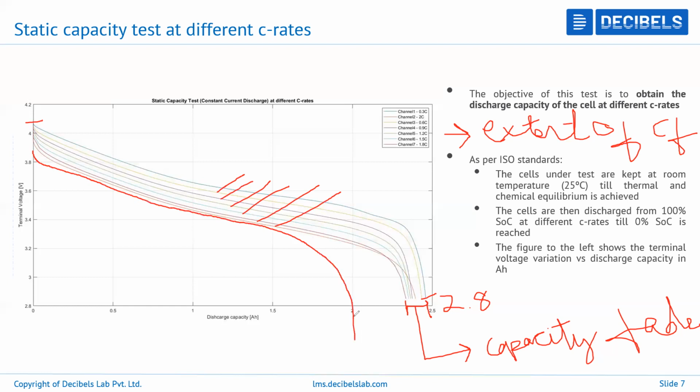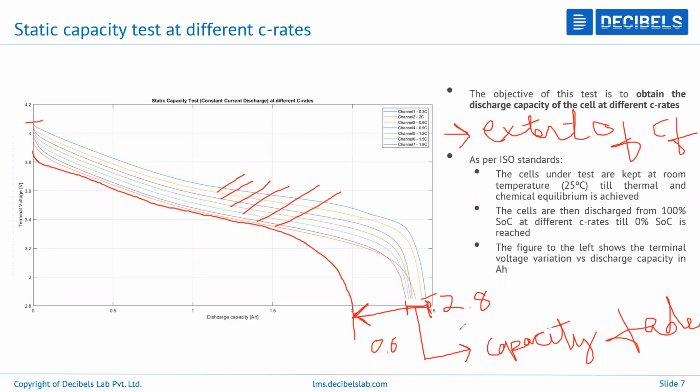So that much capacity has been permanently lost, which means it cannot be regained no matter how much you try to repair the cell, or no matter how much you try to rectify the internal working of the cell. So permanently this much capacity is lost. That's around 0.6 amp hours. So this test tells us the discharge capacity of the cell at different C rates, and also the extent to which capacity fade can occur due to high C rates.